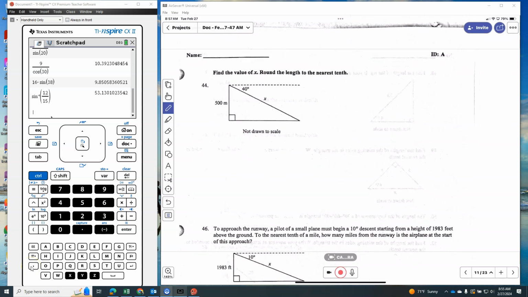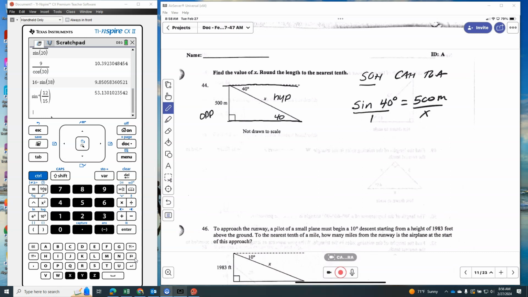Find the value of x. Well, you know that this line is parallel to this line. So this is 40, this is 40. That could help us out in figuring out the value of x. This is the hypotenuse, and this is the opposite. So we have SOH CAH TOA. Opposite and hypotenuse is going to be sine. So you write sine of 40 degrees equals 500 meters divided by x. Remember to place a 1 underneath this to make it a fraction.